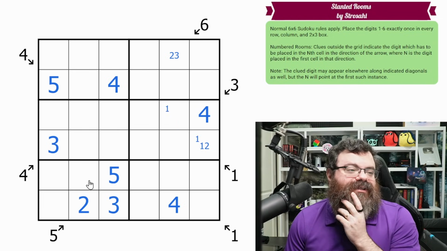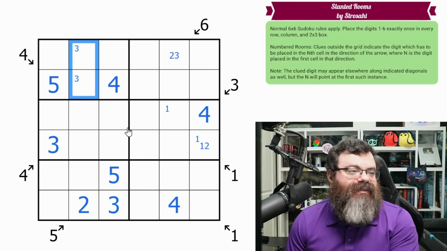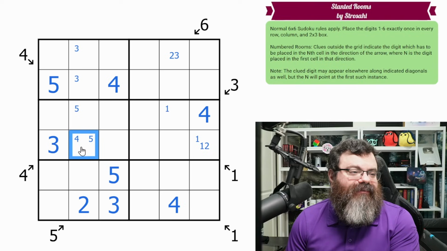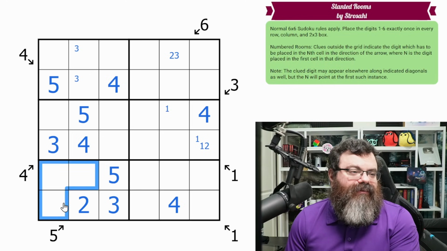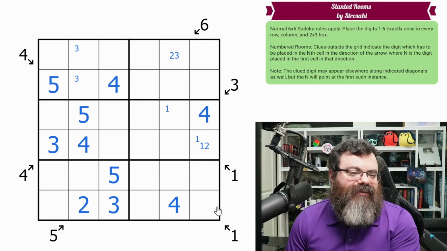Maybe I can start doing some Sudoku here. So 3 is in one of these two. 5 is in one of these two. 4 is in one of these. Ah, sorry, 4 is placed. That's even better. 4 looks down, 4 looks in. So that's 4 and that's 5. 4, 2. I don't know if I want to start penciling yet, but hold on.